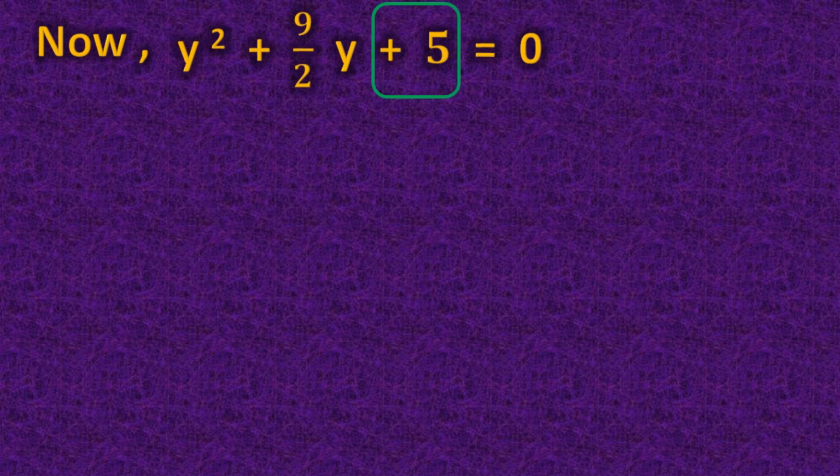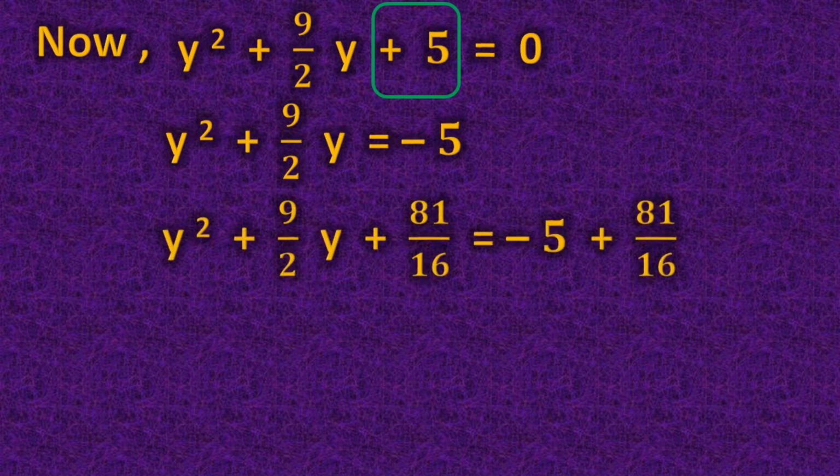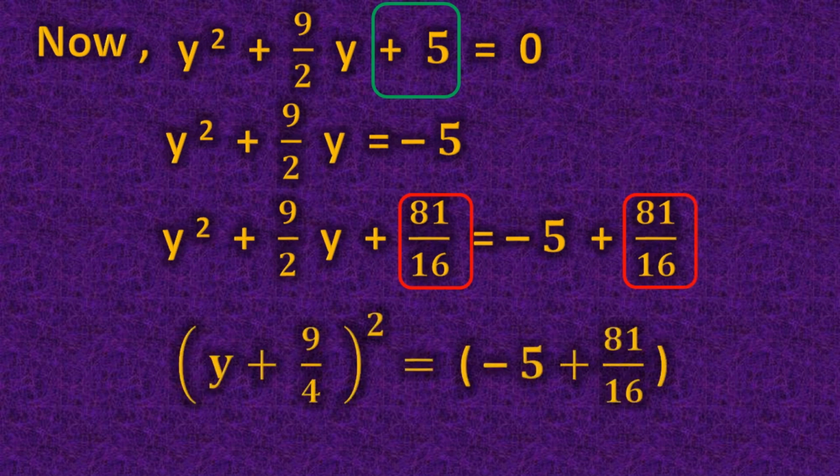Now consider the original question. 5 is not suitable to us, so we are going to transfer 5 to the right hand side. It will become minus 5 after transfer. Now we will join the suitable term 81 upon 16 on both sides. We joined 81 upon 16 on the left hand side as well as the right hand side. Now the left hand side will become the square of y plus 9 upon 4, and on the other side we will do cross multiplication. To write the bracket, the style is: first term, then the sign, and third term, with the square root. Correct? Now the same thing we are copying on the next page.